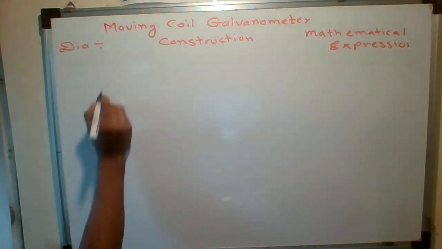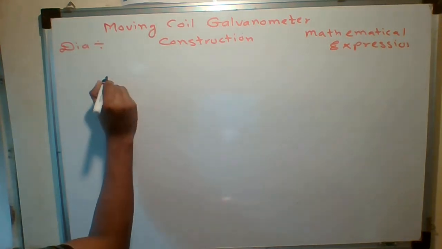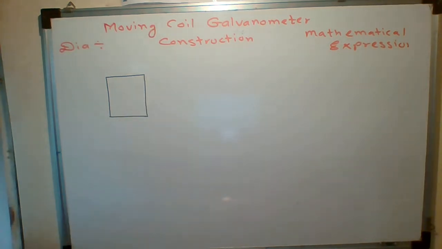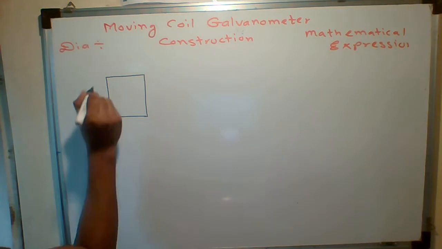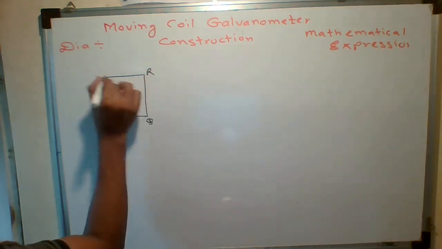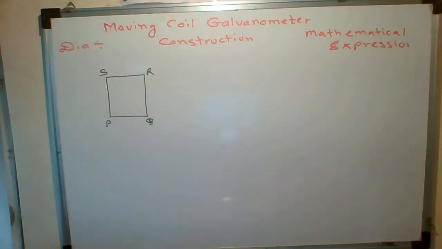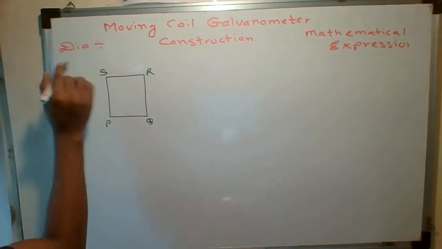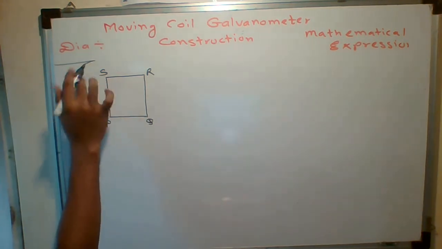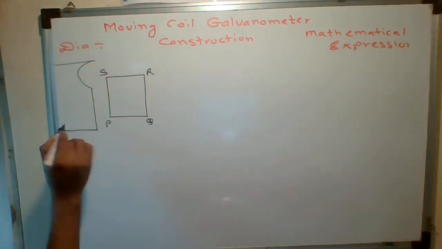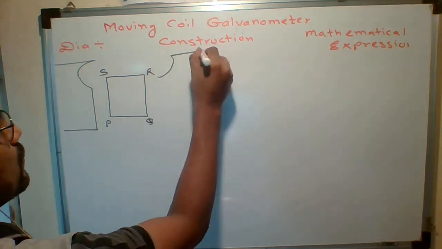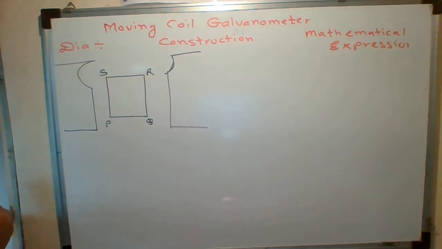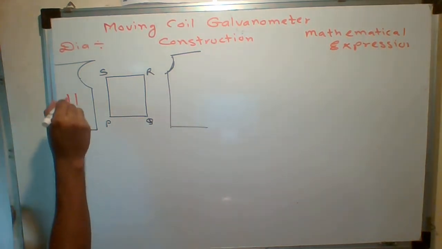Students, what exactly are we going to consider? We are going to consider one coil, a coil of n number of turns. Let the name of that coil be PQRS. This coil is placed between a horseshoe magnet. You will find such a magnet over here, carrying two poles, north and south.